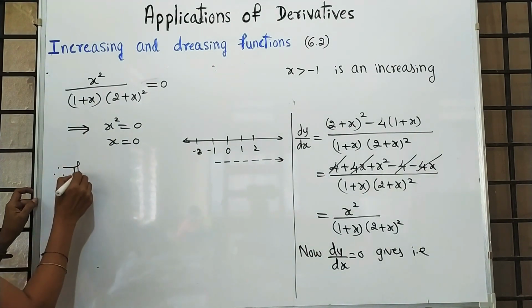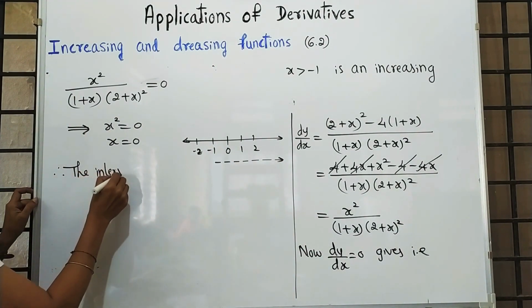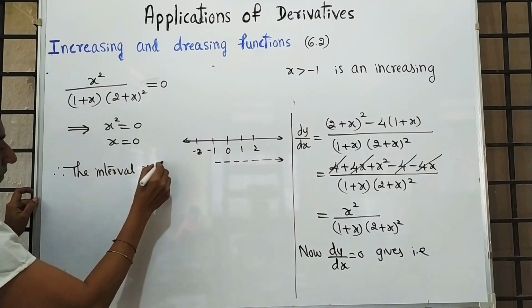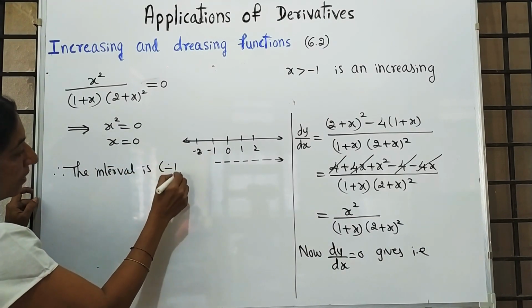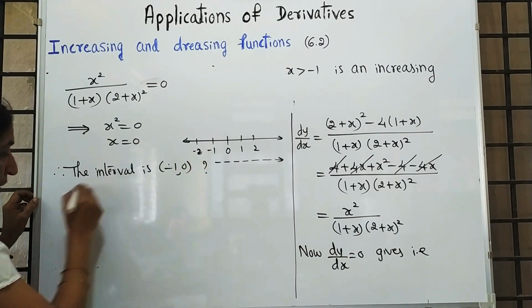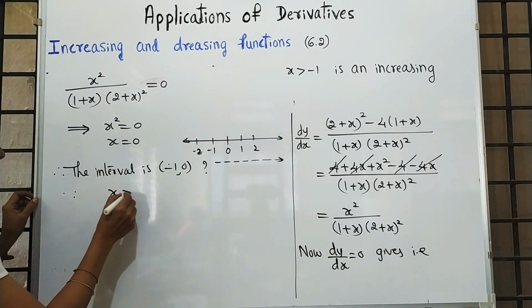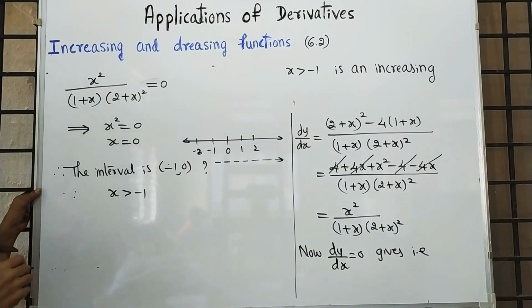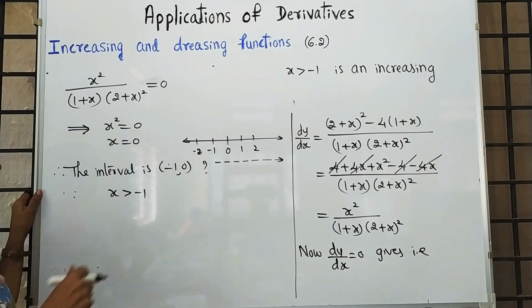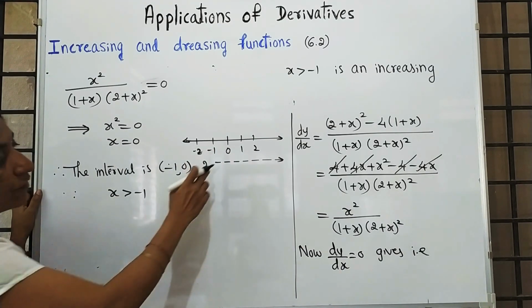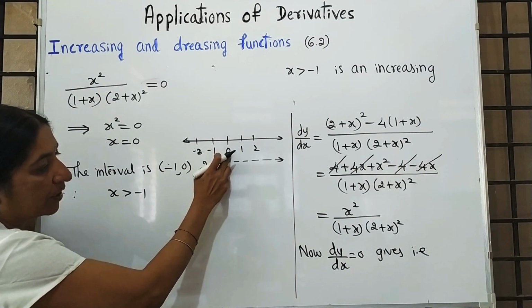Therefore the interval is minus 1 to 0. Why? Because x is greater than minus 1. Now at this value we have to check whether the first derivative is greater than 0 or what. Here we have to take the value in between minus 1 to 0.